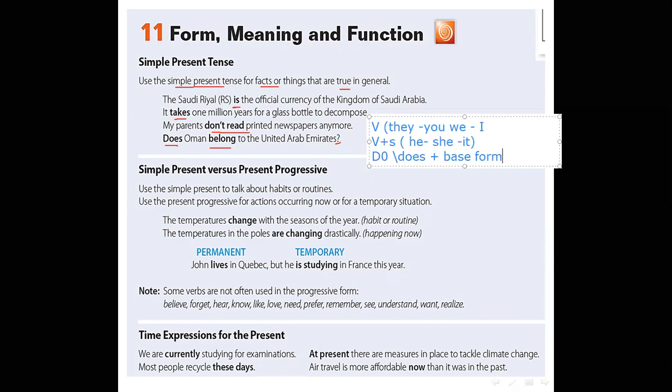What about the negative form? Excellent. We can use don't or doesn't, of course, plus base form also. Is it clear now?